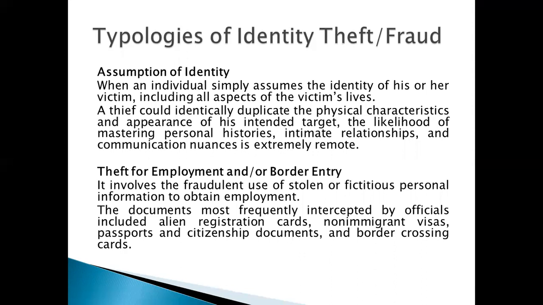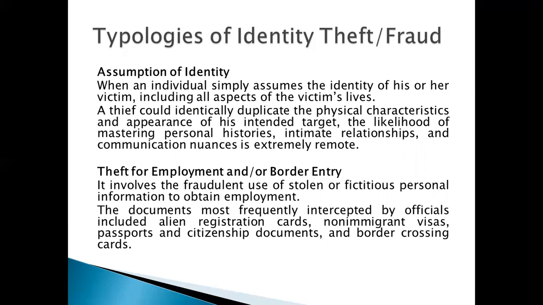A thief could identically duplicate the physical characteristics and appearance of his target. So he will fix a target person, and like the target person, he will change his physical characteristics and his appearance, everything. In most of the films, the double role actors do the same process. So that is called assumption of identity.